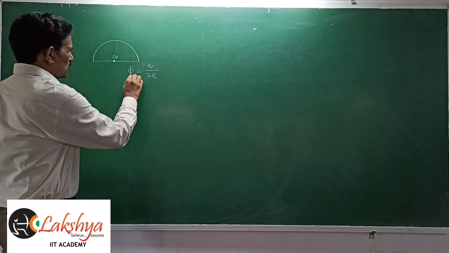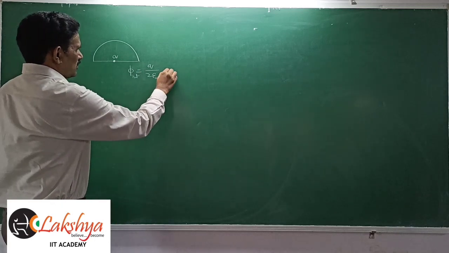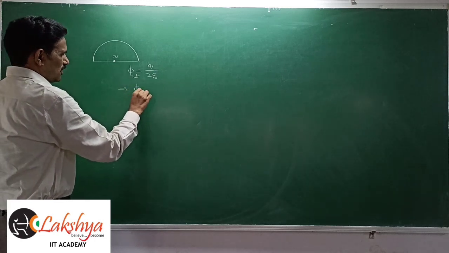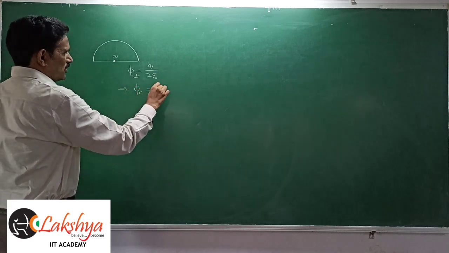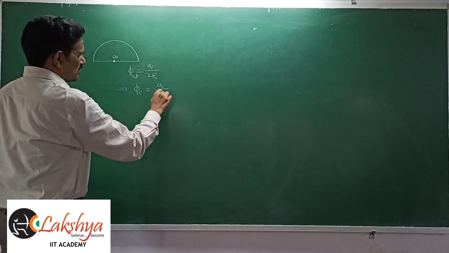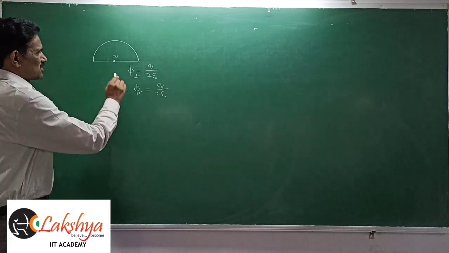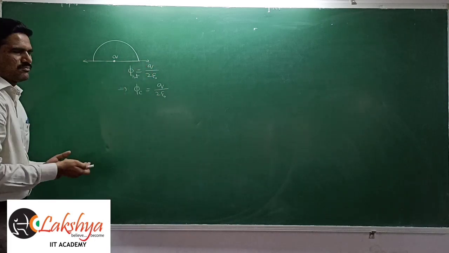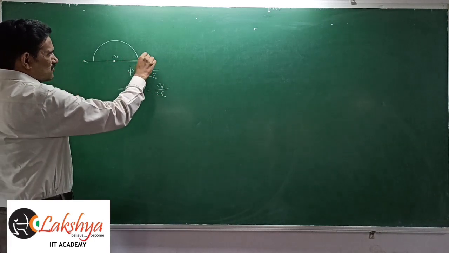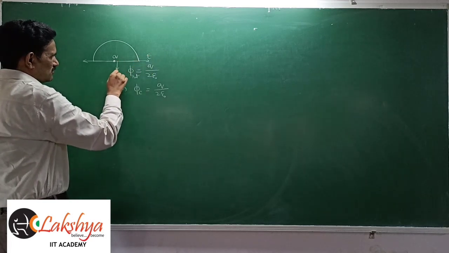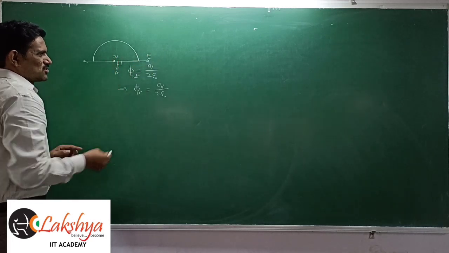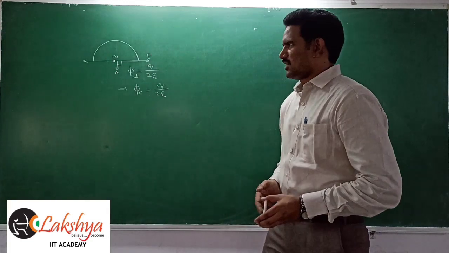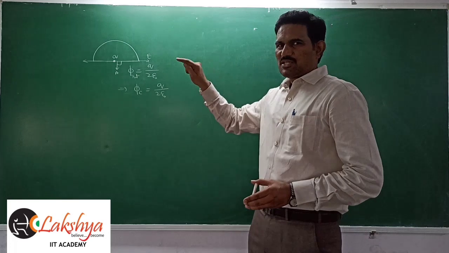In the same case, the flux passing through this curved surface will be q by 2 epsilon naught only, because the flux passing through this plane surface will be 0. Their electric field direction will be like this and the area vector will be like this, so they are perpendicular to each other and that flux will be 0. Only the total flux passes through the hemispherical surface. This example we already discussed in the last class, right?